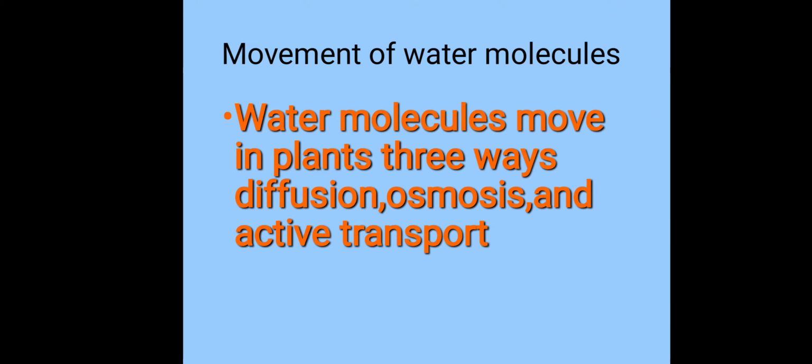And we have learned about movement of water molecules. Water molecules move in plants in three ways: diffusion, osmosis, and active transport. We have already learned about diffusion. Today, we'll be learning about osmosis and active transport.